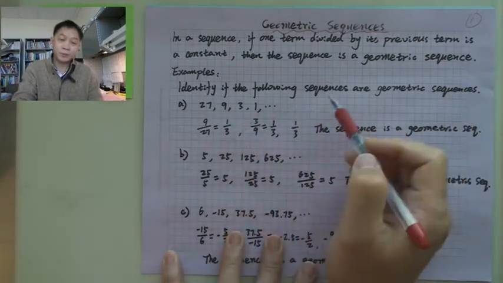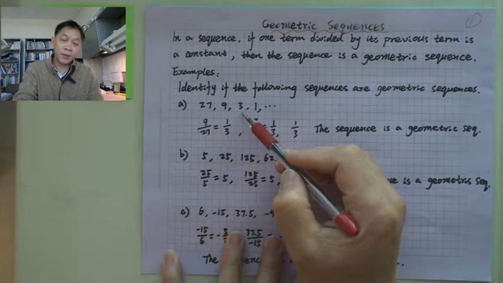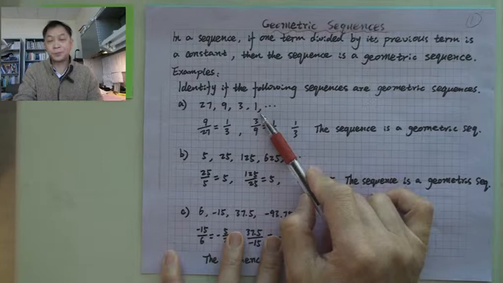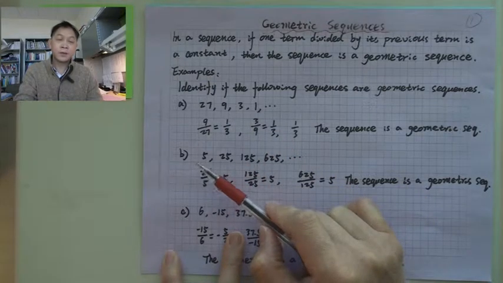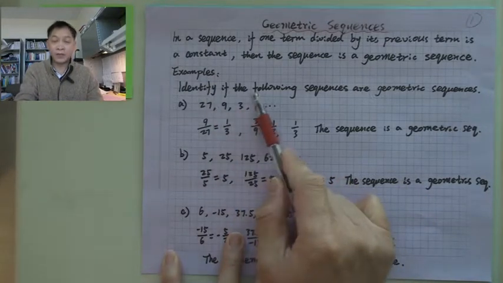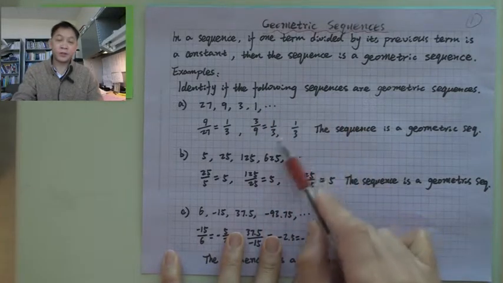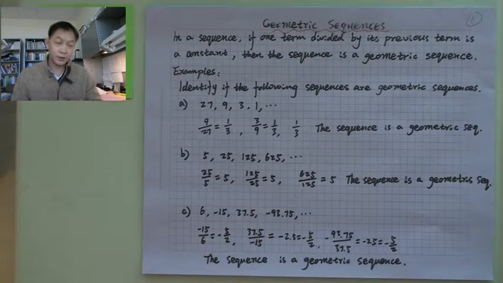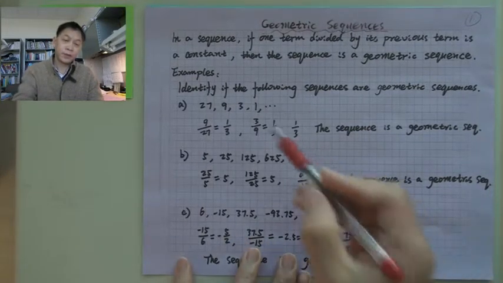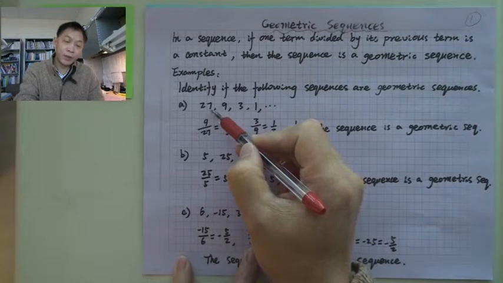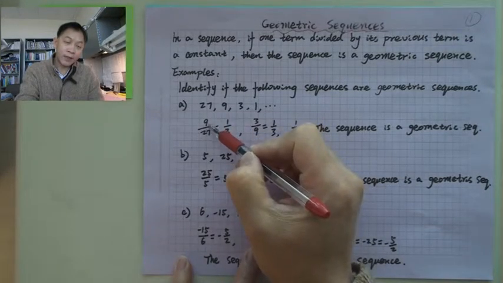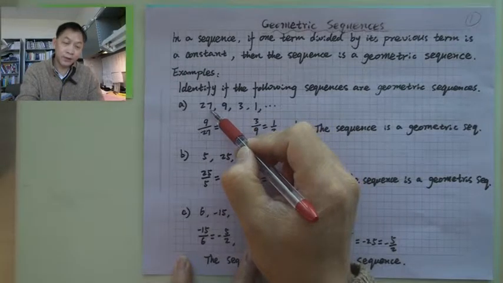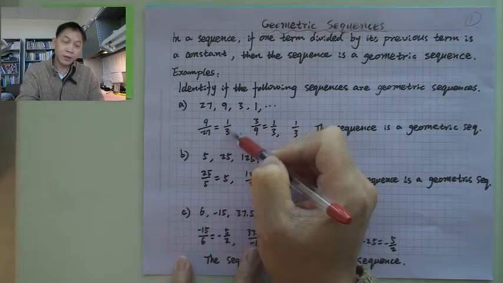Here is the example: 27, 9, 3, 1. Is this a geometric sequence? We want to identify if the following sequences, A, B, C, are geometric sequences. Now, 9 divided by 27, one term divided by its previous term, that's 1/3.